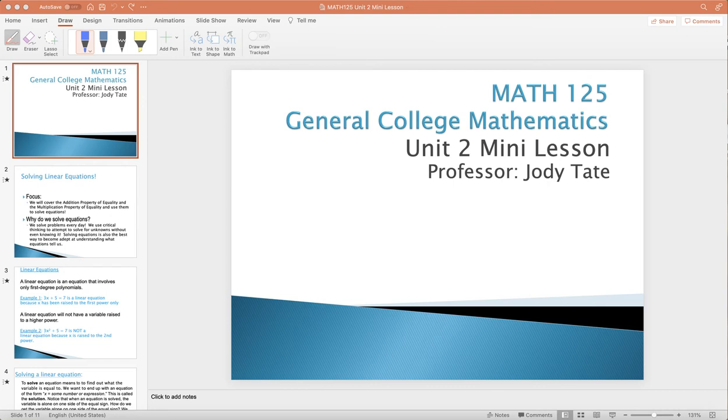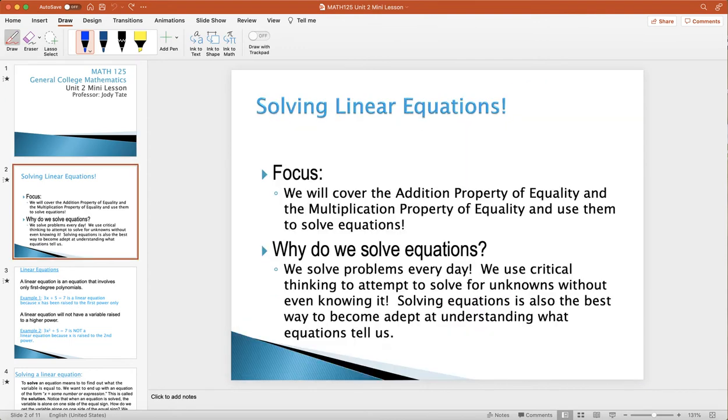Hi everyone. This Unit 2 mini lesson is going to be all about solving linear equations. So our focus today is going to be on two properties that we will use to help us solve linear equations. But before we jump into that, I just want to talk about why we're covering this and why we're studying this.